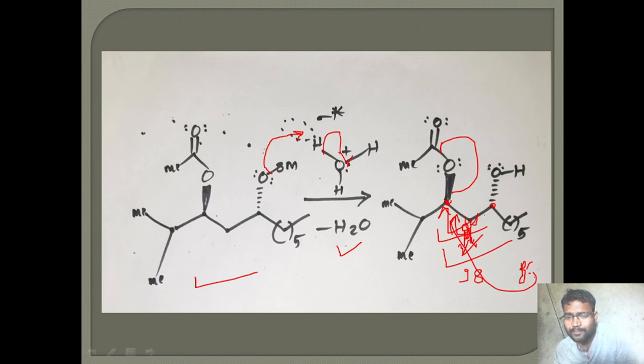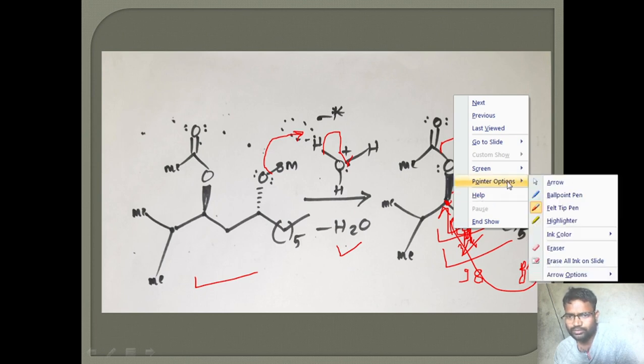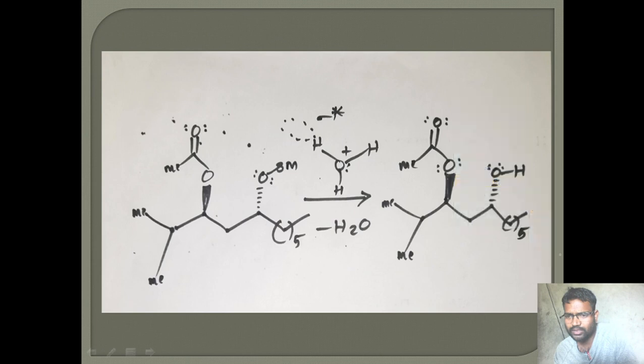Now for the alpha beta hydroxyl system generated here, if you do oxidation, then you will get an alpha beta unsaturated carbonyl compound. You can do further reactions like this. So this is the importance of this reaction, and this is how the reaction takes place.